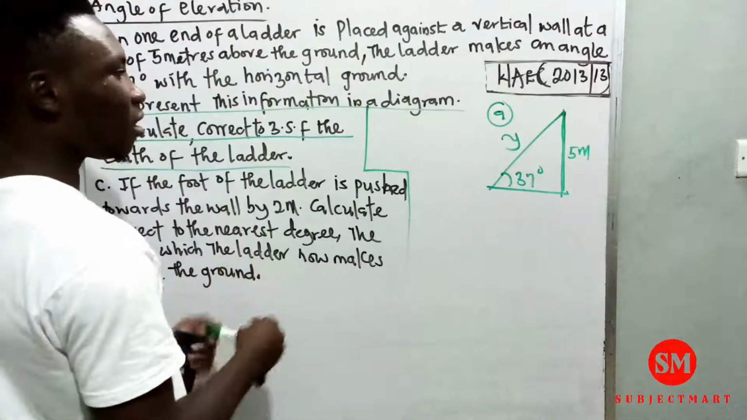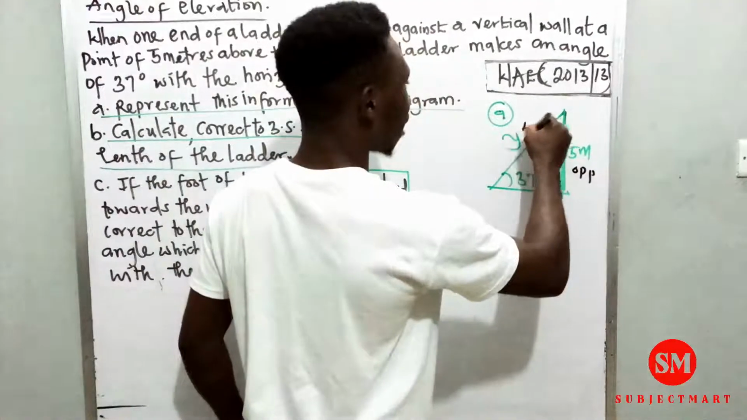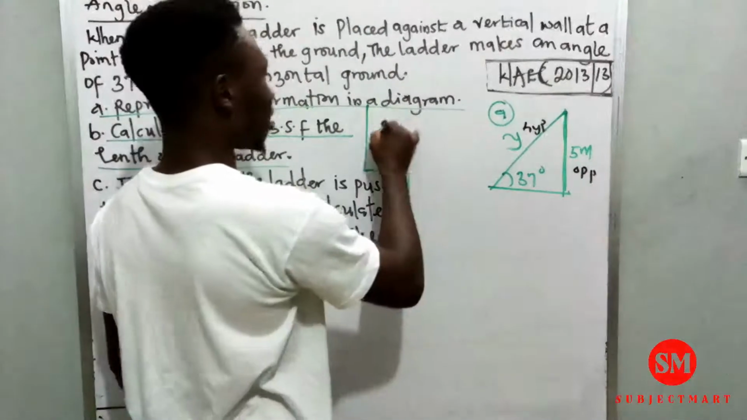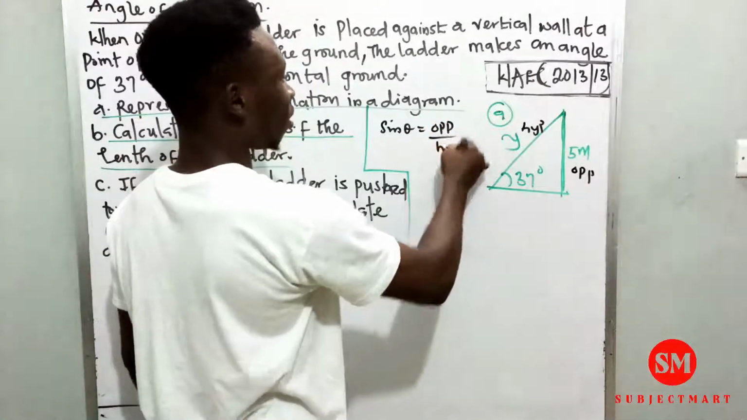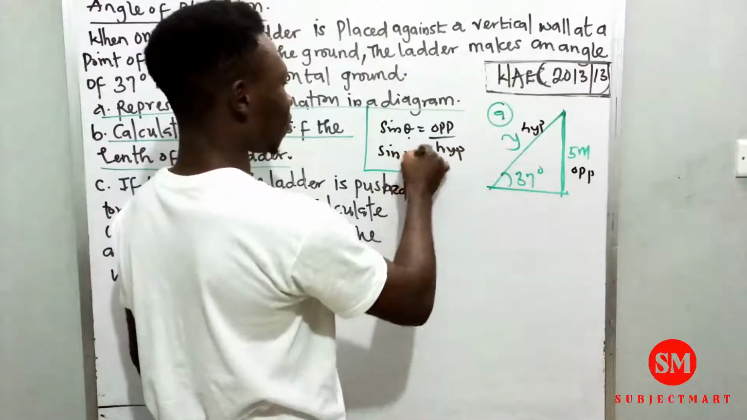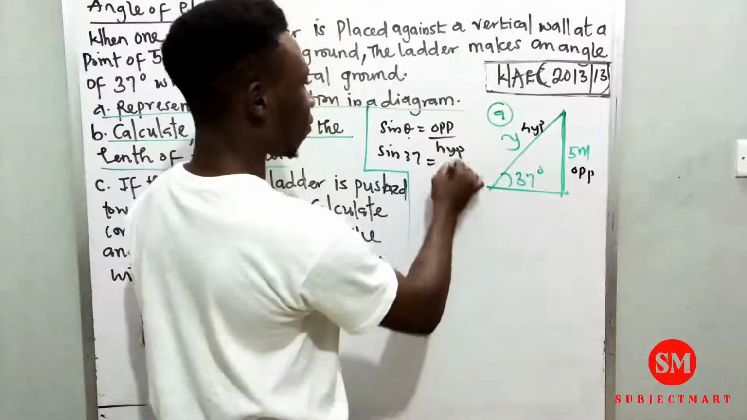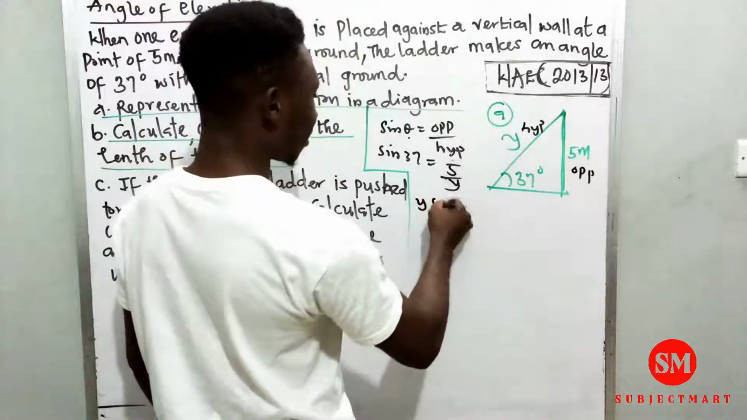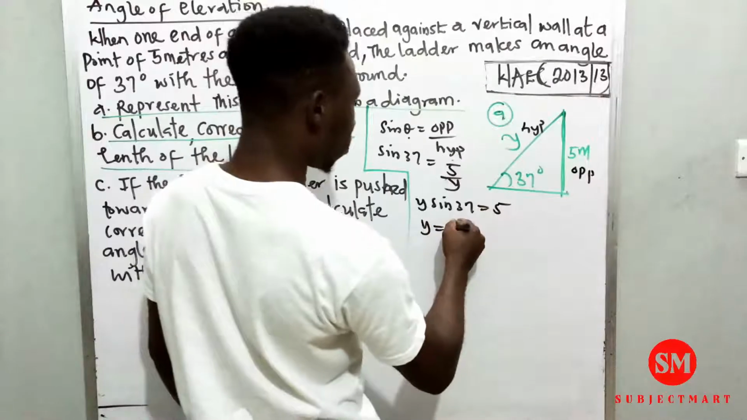Now we proceed. What is the relation? We have here opposite, and we have here as what? Hypotenuse. Opposite and hypotenuse, this relation is what? Sine. Sine theta is equal to opposite over hypotenuse. So I proceed, this is sine, my theta here is 37, equals 5 over y. So at this junction I cross multiply, so I'm having what? y sine 37 is equal to 5. So y here is equal to what?